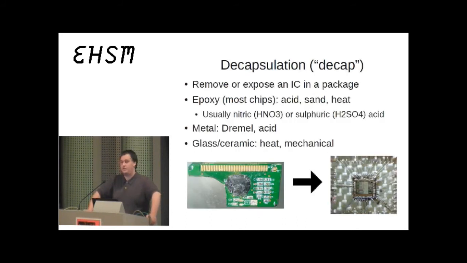The next step is what we call decapsulation, or people call it decap for short. And that is the process of removing the epoxy from the chip. There are a lot of different techniques you can use for this. Most chips that you're going to encounter are epoxy, and the most common techniques for working on epoxy chips would be hot sulfuric and nitric acid, which I'll talk about a little bit. For some of the other ones, if you get a metal can like you might see on a high-end CPU, you can just Dremel that open, or sometimes you can desolder it. And glass chips, like you'll see for glass ceramic, EPROMs for example, oftentimes you can just melt those open, although there are some fine points.